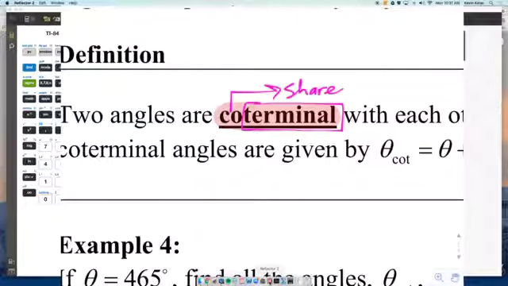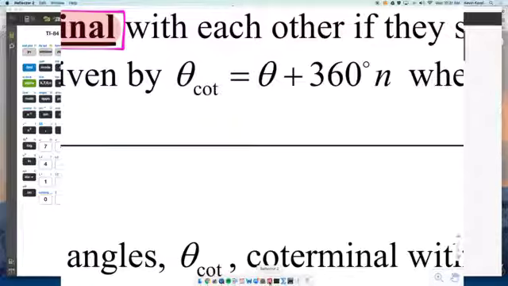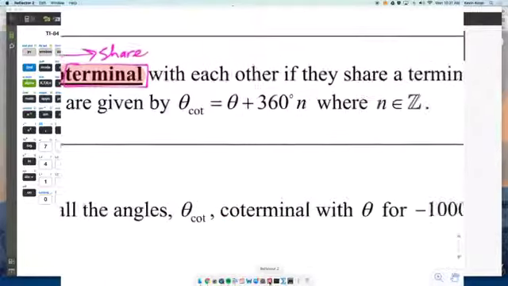Coterminal. And for any angle theta, how many coterminal angles are there? Infinitely many. And they're all full rotations away in either the positive or negative direction. So in general, we're going to call the coterminal angles theta subscript COT. That means coterminal, and it shows that it's related to theta. All you have to do to get coterminal angles then is start with your original angle theta and add multiples of 360 to it. So what type of number is n?